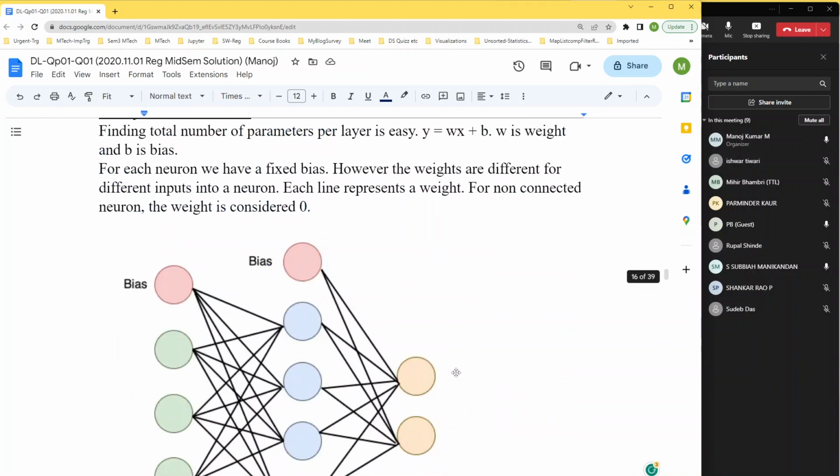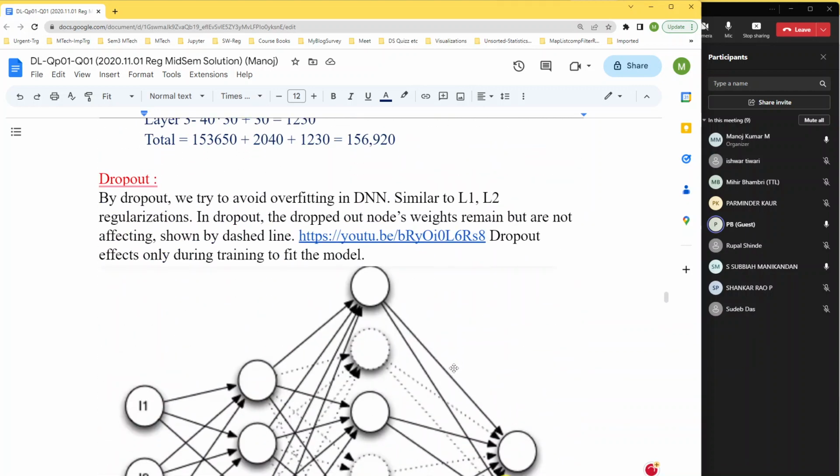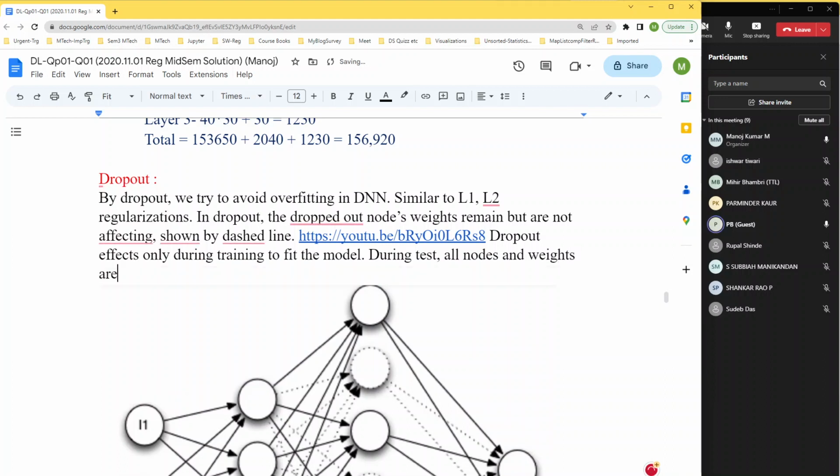And the reason, I just searched and found, is this: by dropout we are trying to avoid overfitting in the deep neural network. It is similar to L1 and L2 regularization. In dropout, the dropped-out nodes' weights remain but are not affecting anything, shown by the dashed line. In this YouTube video they have mentioned it. Dropout affects only the training, to fit the model. So during test, all nodes and weights are in play and contribute.